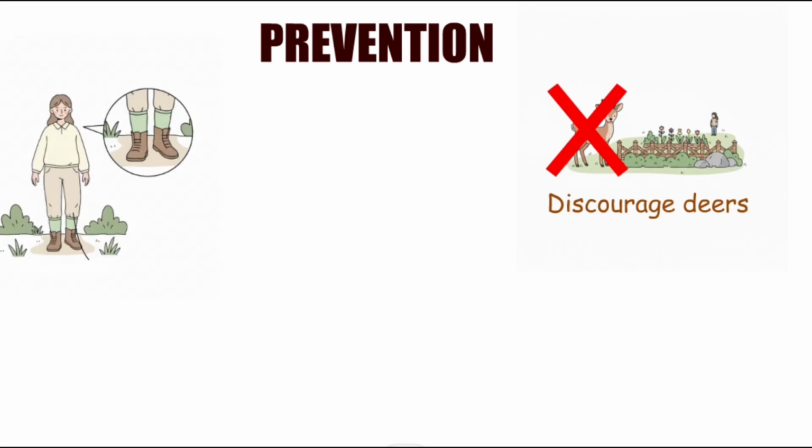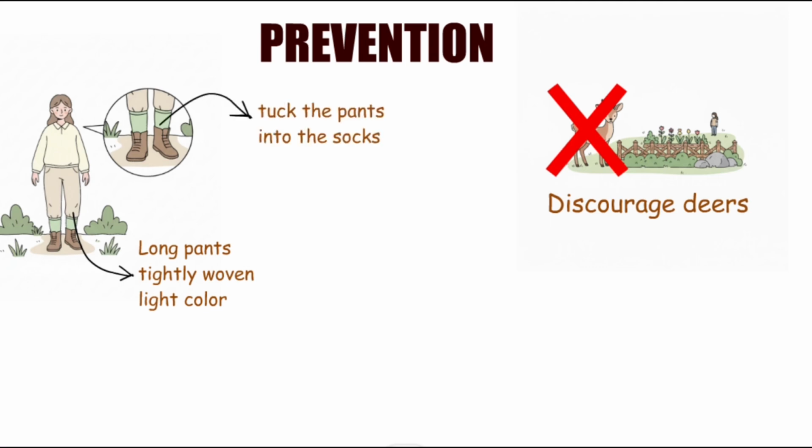Wear long pants and tightly woven, light-colored clothing so ticks can be spotted easily. Tuck your pants into socks, wear long-sleeve shirts, and always use closed shoes when hiking. Apply insect repellent containing DEET on skin or permethrin on boots and clothing.